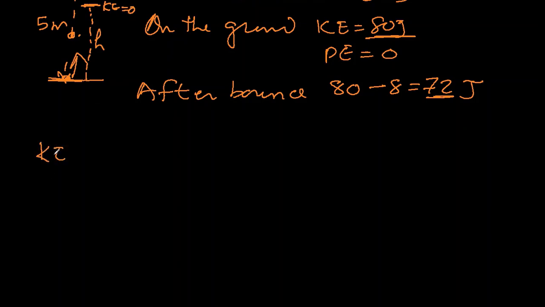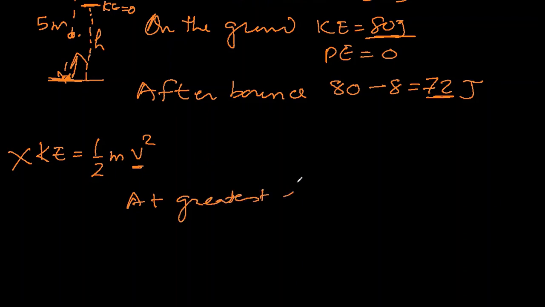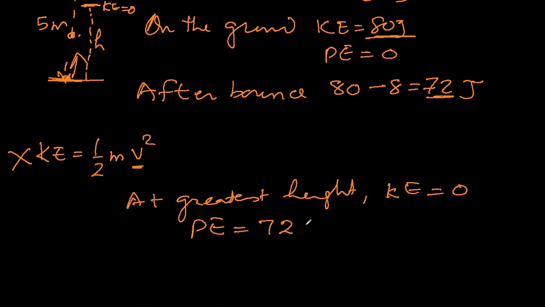Why? Because kinetic energy is half mv squared. v stands for speed, and there will not be any speed. At the greatest height, the object stops. So there is no kinetic energy at the greatest height. So at greatest height, KE, kinetic energy, is 0, but everything becomes potential energy, which will be 72 joules because of the height gained.